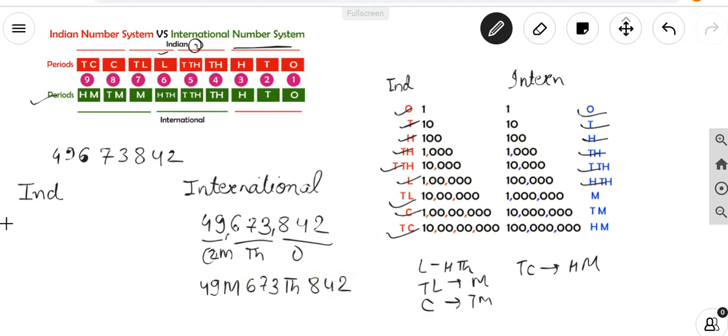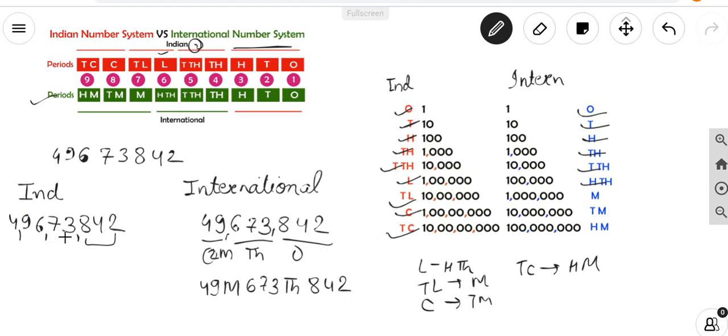It means 49,673,842. But in the Indian number system we will take this number, 673,842. First we will put a comma after every period. In the Indian number system the first period is categorized into 3 places, so we will put a comma here. After that the thousand period is divided into 2, 1 2. After that the lakhs period is divided into 2. So the number is in this form.